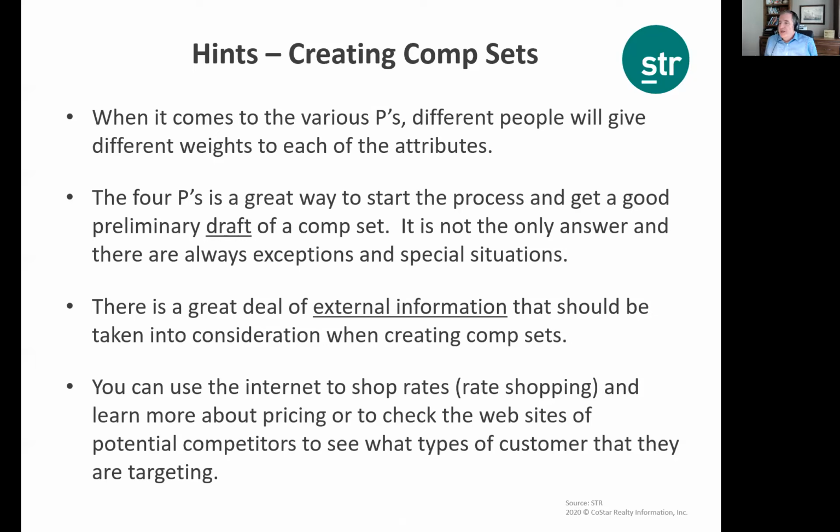A couple hints when it comes to creating comp sets. When it comes to the various Ps, the 4 Ps that we mentioned, different people will put different weights on these Ps. Some say proximity is more important, and then some say product is more important, and it's a personal preference there. The 4 Ps is a great way to get started. It's not the only answer. Many folks are going to go out and visit the hotels. They're going to look at the review data, and they're going to do a lot more than just the 4 Ps. But the 4 Ps are a good logical way to start the process. There's lots of external information, and I mentioned the idea of rate shopping earlier.